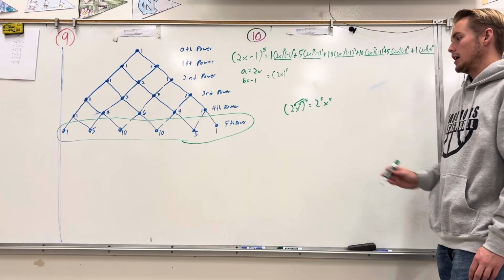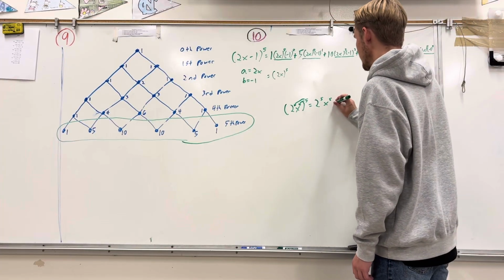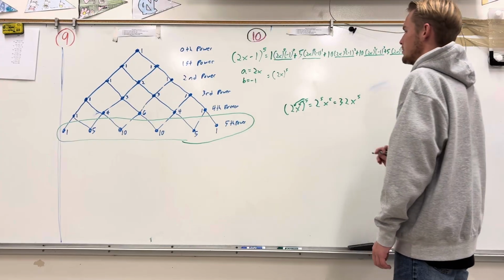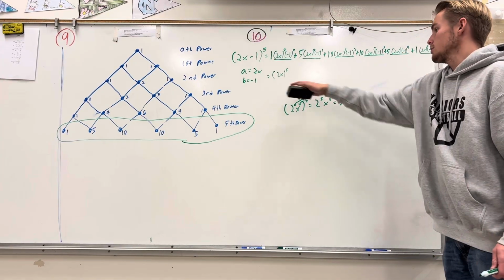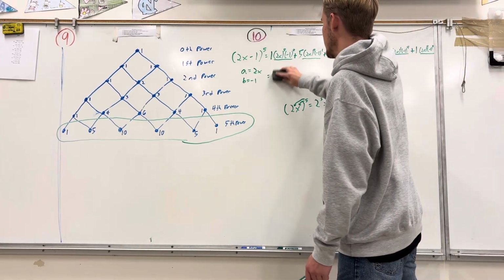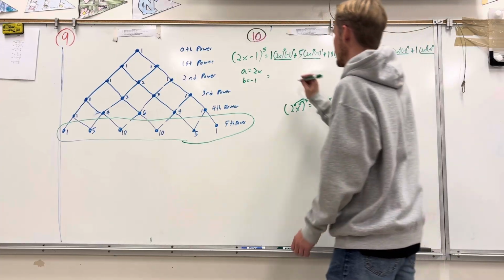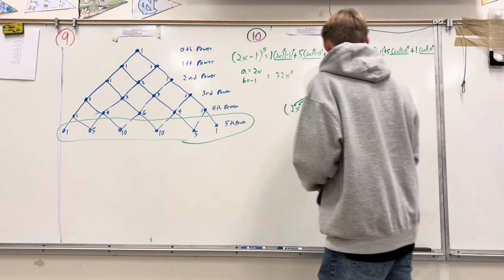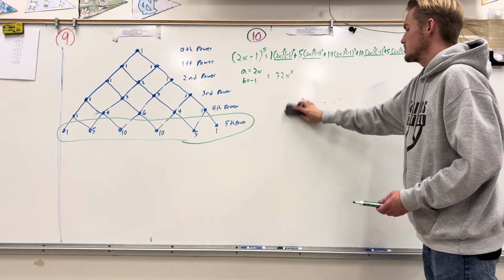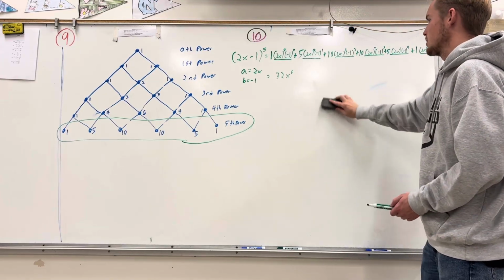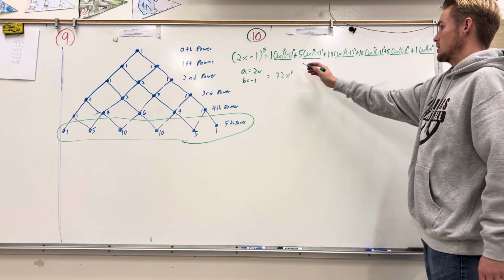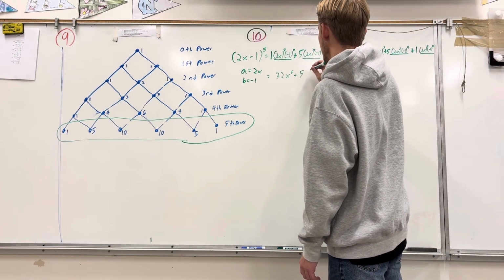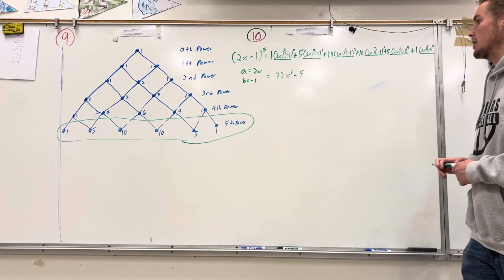To find 2 to the power of 5, you just got to use your calculator. And that would tell you that that equals 32 x to the power of 5. So right here, what we really have is 32 x to the power of 5. And our first little chunk is taken care of. Now let's look at the second chunk right here.